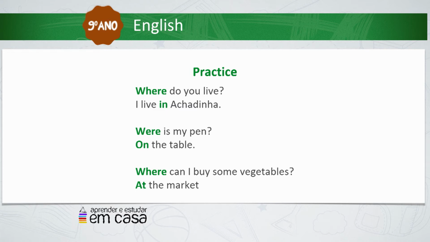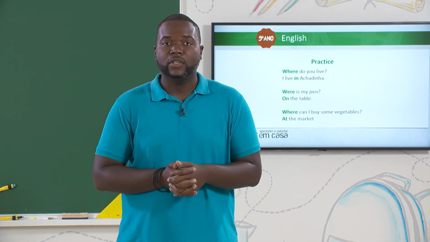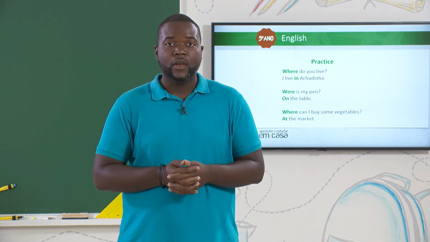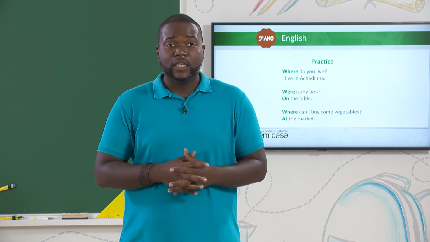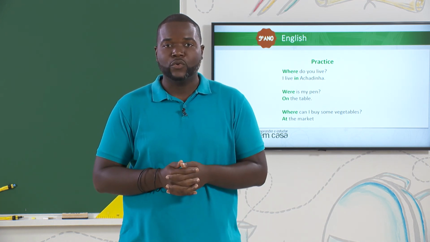Next sentence. Where can I buy some vegetables? The answer to this question, where can I buy some vegetables, is at the market. Why did we use at? Because the market is a specific location, and we saw too that we use at when we talk about specific locations. All right, students, that was it for our lesson, but we still have some exercises to do.